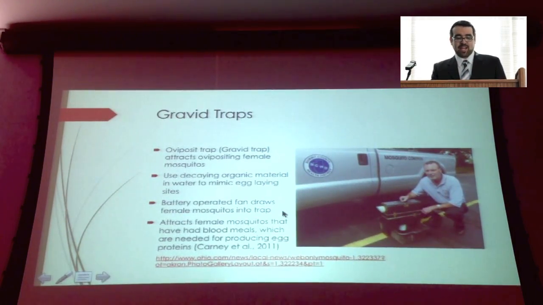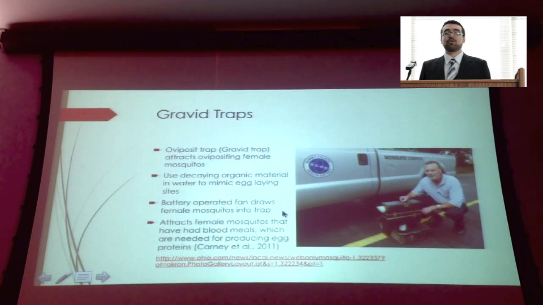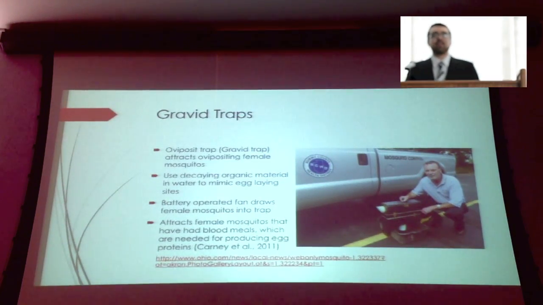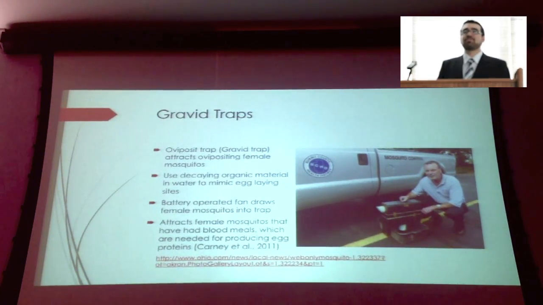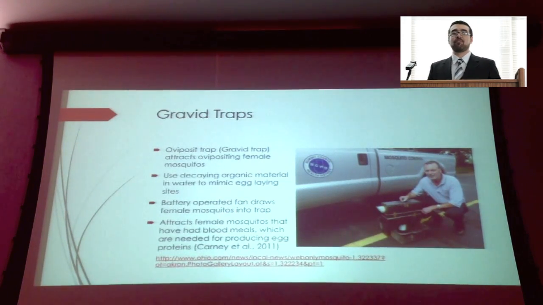Now, the females that are attracted have had blood meals, because that's a component that's required to have egg production. So these are mosquitoes that are more likely to contain West Nile virus, because they've already taken a blood meal either from birds or other mammals or humans.